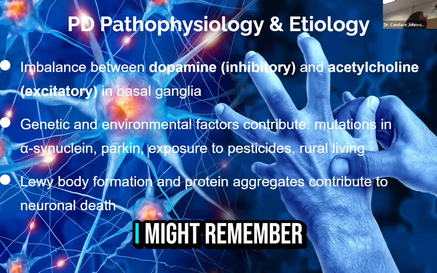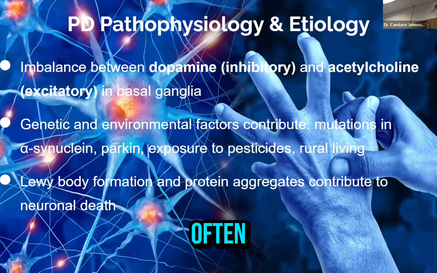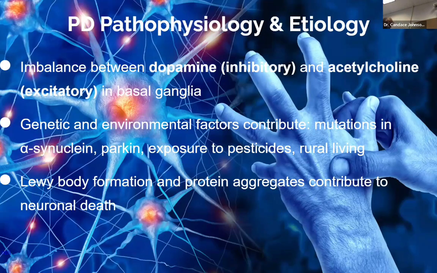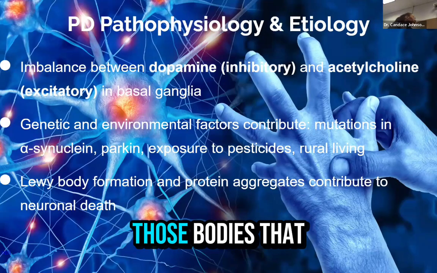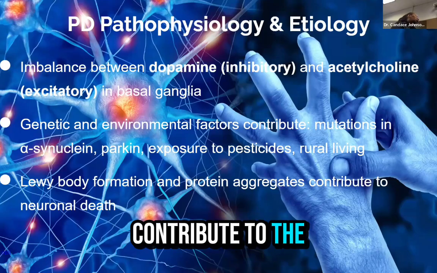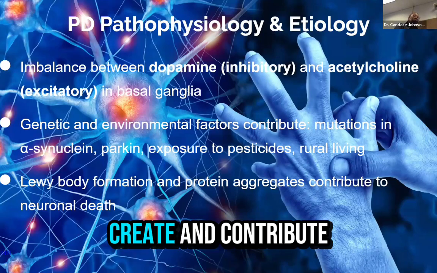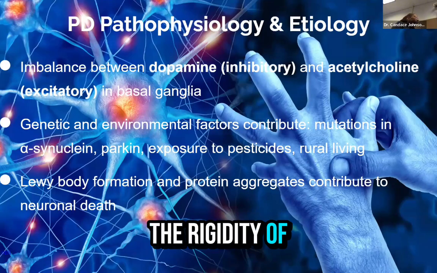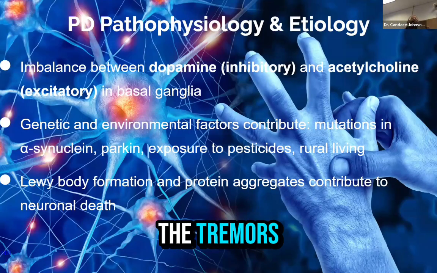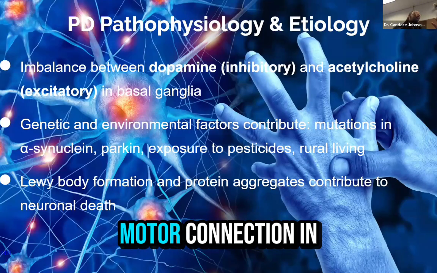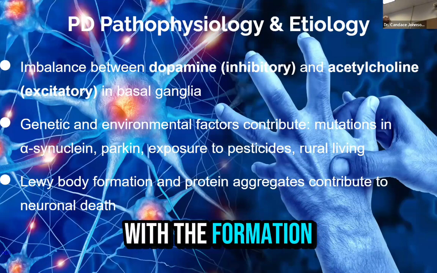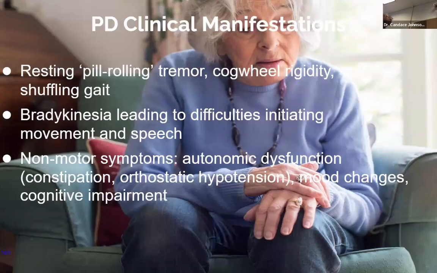Now, Lewy body, I might remember because I see that often. People want to connect Lewy body to Parkinson's disease. And I think that maybe those bodies that contribute to the death of the neuron create and contribute to the spasticity, the rigidity of the muscle, and the tremors. So there's a motor connection in there that's connected to whatever happened with the formation of these Lewy bodies.